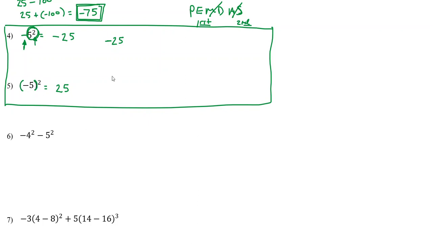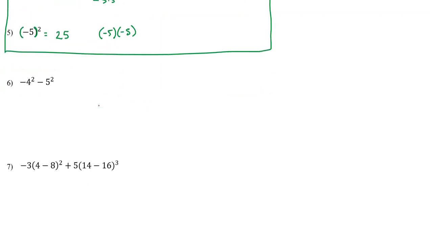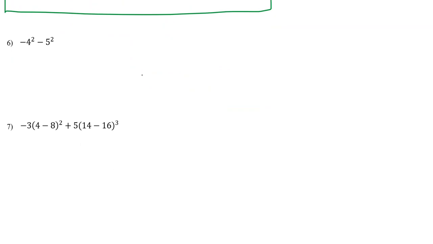So negative 5 squared is negative 5 times negative 5, whereas negative 5 squared without the parenthesis is just negative 5 times 5. So one is two negatives multiplied together, one is two numbers multiplied together, and then a negative tacked on afterwards. It's really important to see the difference there. And we'll apply it to number 6.